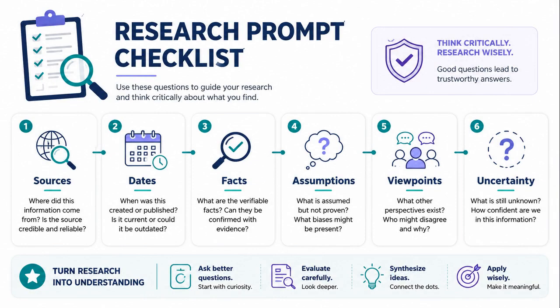Now let's look at prompting for better research. For research tasks, ask for sources and dates. Ask the AI to separate facts from assumptions. Ask it to compare multiple viewpoints. Ask it to mention uncertainty. Ask for a concise summary and practical takeaways. For current topics, verify with reliable sources. Good research prompts focus on accuracy, not just speed.